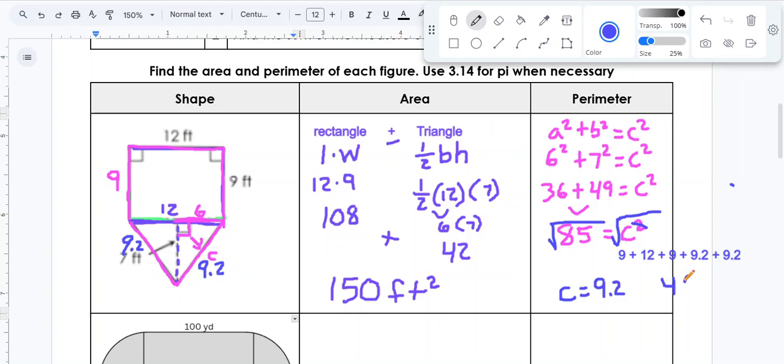So 48.4. And for perimeter, it's just the units. It's not squared. You're not multiplying the units. You're adding them together, so it just stays feet. All right, and that's your answer, 48.4 feet. All right, so sometimes when you're finding perimeter, you're going to have to use things that we learned in the past, like the Pythagorean theorem, to find a missing side.